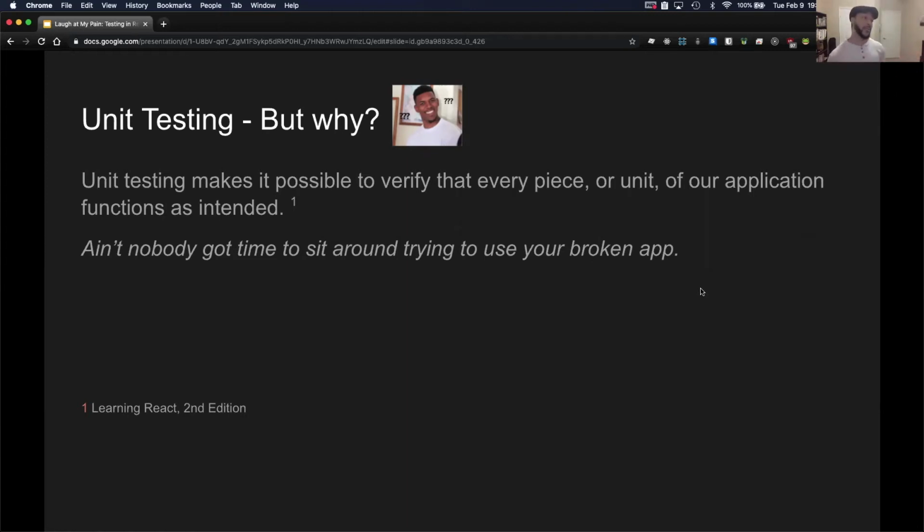Why do we want to go through this? Unit testing makes it possible to verify that every piece of your code, every unit, functions as it's supposed to. In other words, ain't nobody got time to sit around trying to use your broken app. And we're going to get into this journey of how I learned the importance of this.